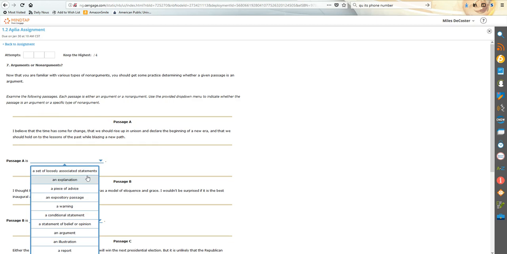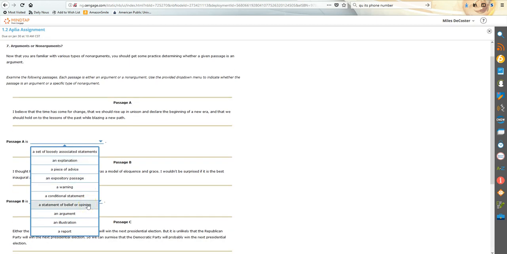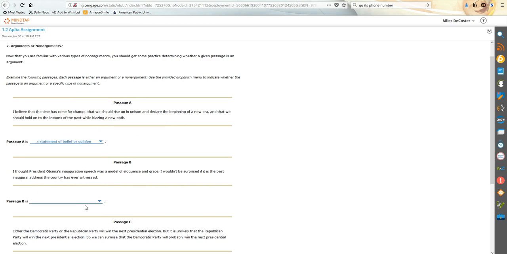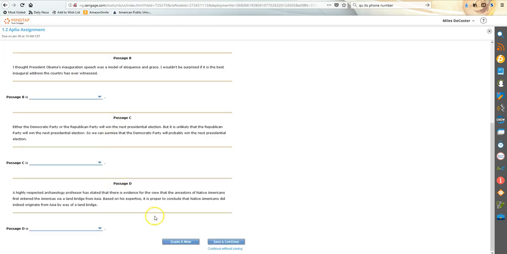And I have to figure out then, well, what is this? What are they doing here? And what I think this most looks like, rather than being a set of loosely associated statements, I think there's more going on here than just loose association. This is somebody's statement of belief or opinion, right? They're telling me what they happen to think about something. But they're not giving me an argument for it, why I should think this too, or what are their own reasons for thinking this. They're just telling me what they happen to think. That's not an argument. That's a statement of belief or opinion.